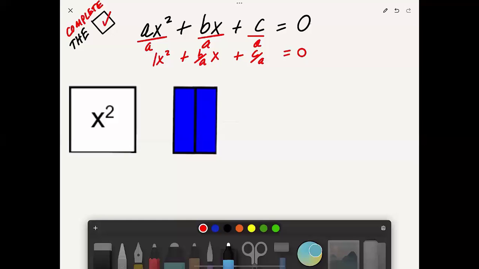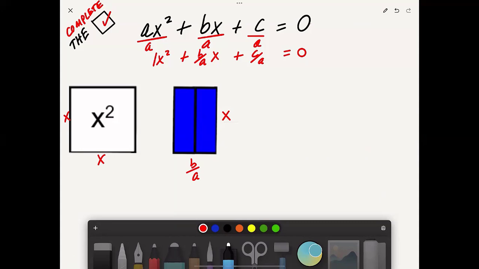What this means is that we have one square with sides of x. We have one rectangle with a side of x and a side of b over a. We multiply those two together to get the area, b over a times x. So now we're almost ready to start completing the square.